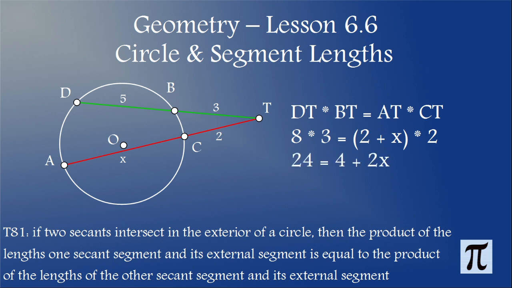So we get into some algebra here and end up with 24 equals 4 plus 2x. It simplifies to 20 equals 2x, or x is equal to 10. And really, x is what we're trying to find, the segment length AC, which is 10.